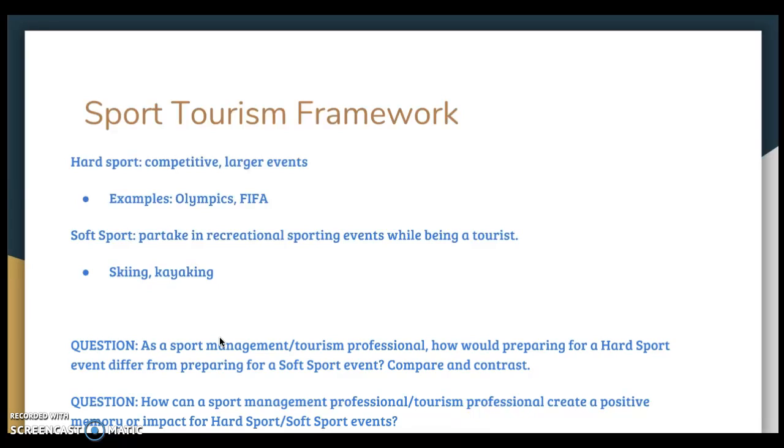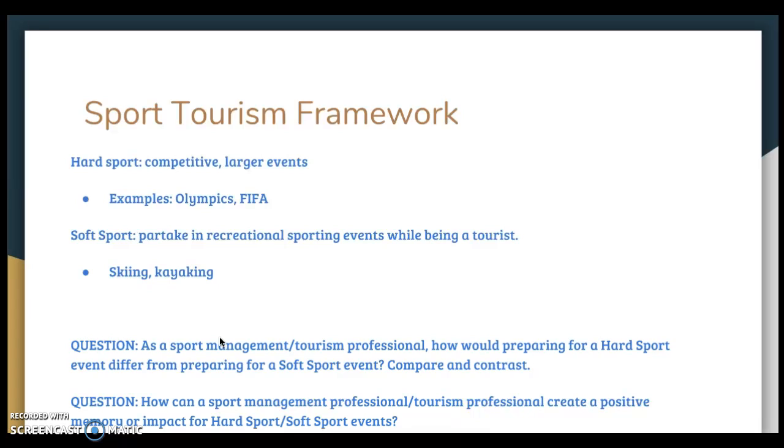And I also feel like when preparing for a hard sport, since it's a bigger and larger event, you're going to have to post and do outreach more for volunteers and things like that. And security would probably be the biggest difference in a larger event. So just focus on security, and having people who want to help out would be key.